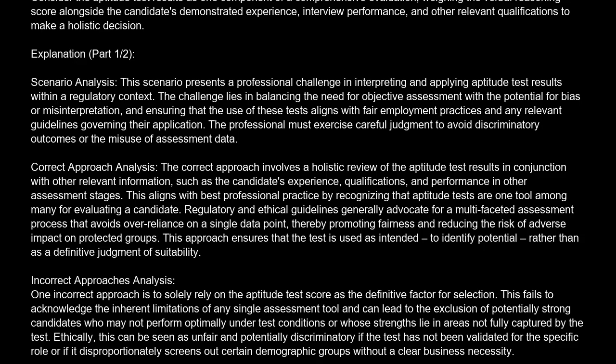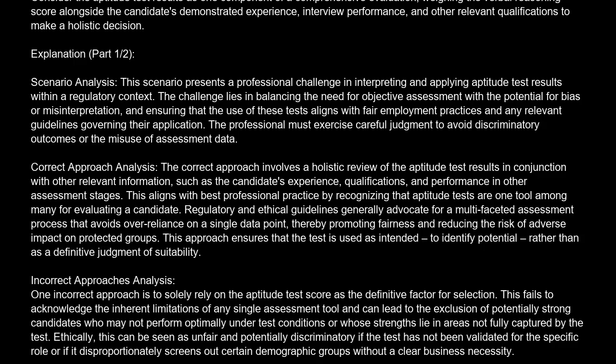Explanation. Scenario analysis. This scenario presents a professional challenge in interpreting and applying aptitude test results within a regulatory context. The challenge lies in balancing the need for objective assessment with the potential for bias or misinterpretation, and ensuring that the use of these tests aligns with fair employment practices and any relevant guidelines governing their application. The professional must exercise careful judgment to avoid discriminatory outcomes or the misuse of assessment data.